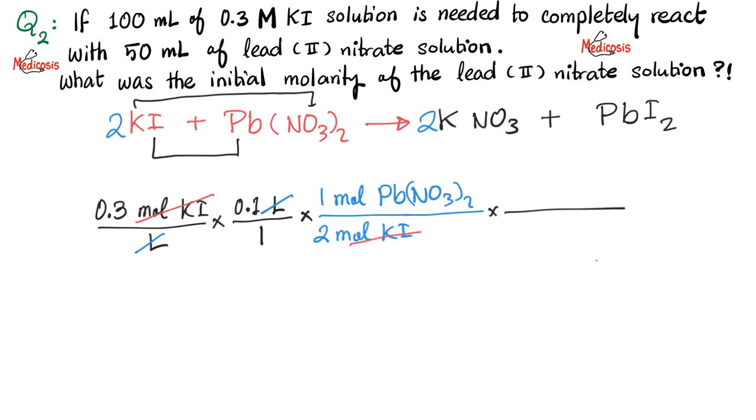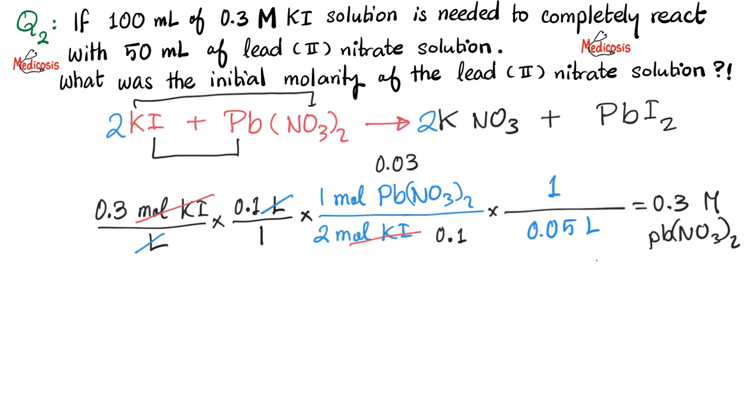50 divided by 1,000 is 0.05 liters, and there is just a 1. The numerator has 0.3 multiplied by 0.1 is 0.03, and that's the numerator. As for the denominator, it has 2 times 0.05 is simply 0.1. When you divide something by 0.1, it's as if you're multiplying by 10. So 0.03 by 10 is simply 0.3. 0.3 what? Moles per liter, or simply molar. Molar of what? Of PbNO3, which is exactly what I want.